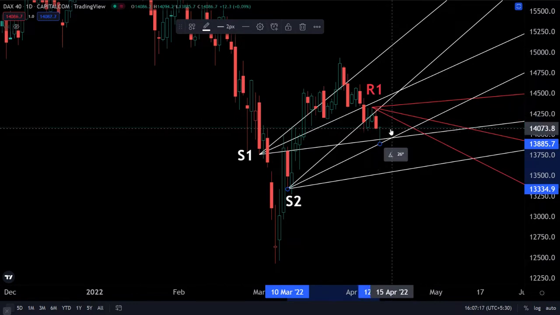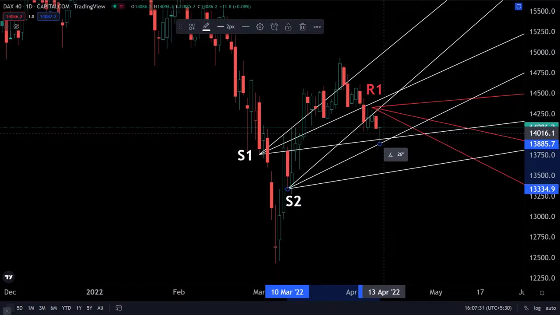It looks like a range-bound trade after breaking 14,000, and it might be preparing for a move lower later in the week. But we'll cover that in tomorrow's video.